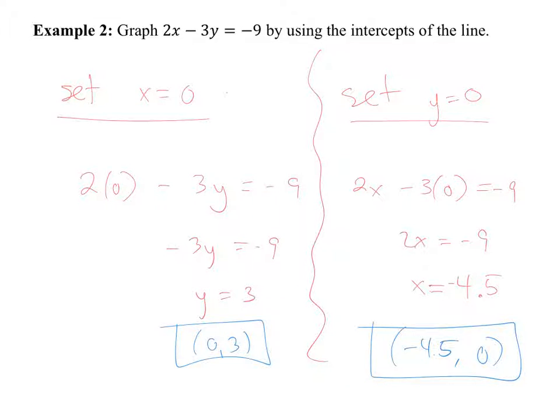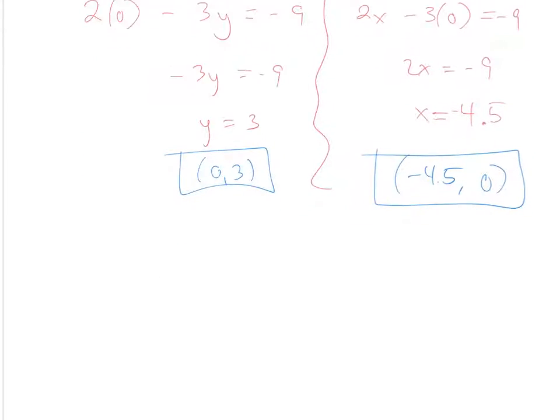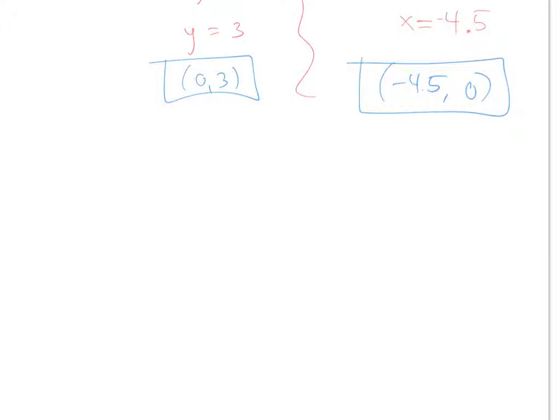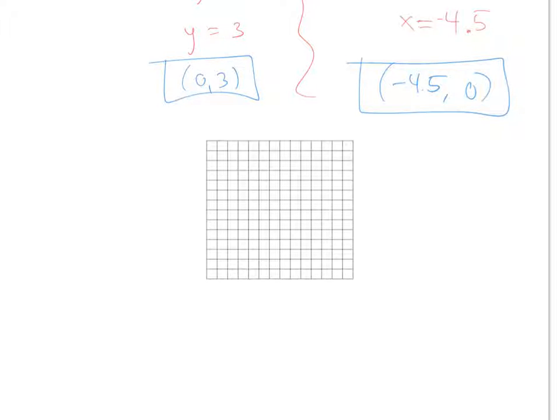Now you just plot these two coordinates on a graph. I can scroll all the way up. I've got two coordinates now. I'm going to insert this image real quick. All right, let's quickly make some lines here.